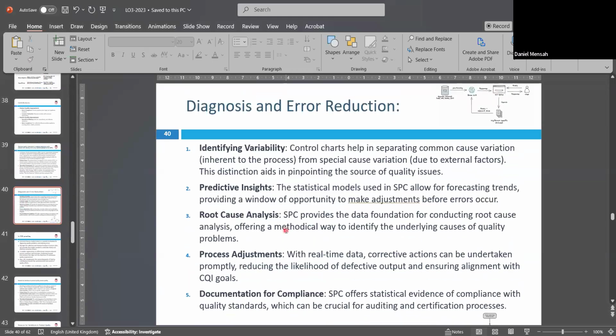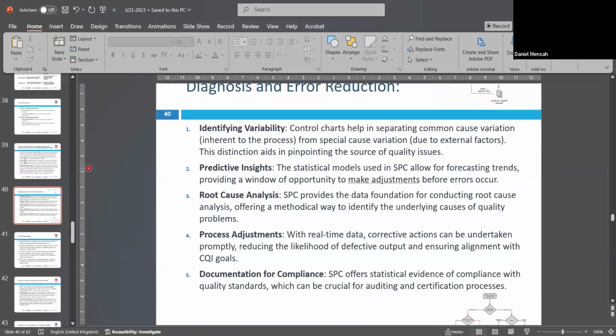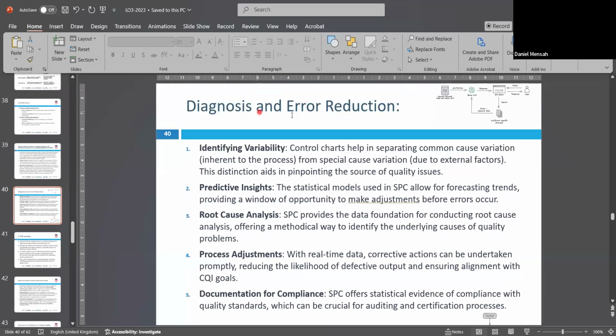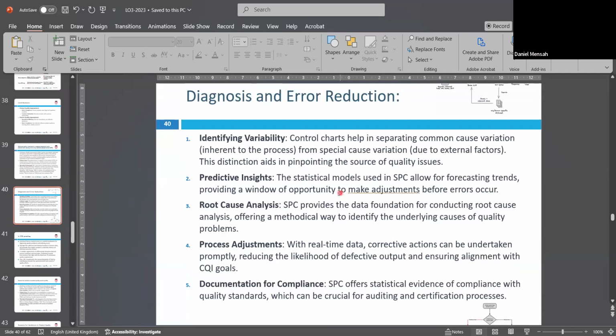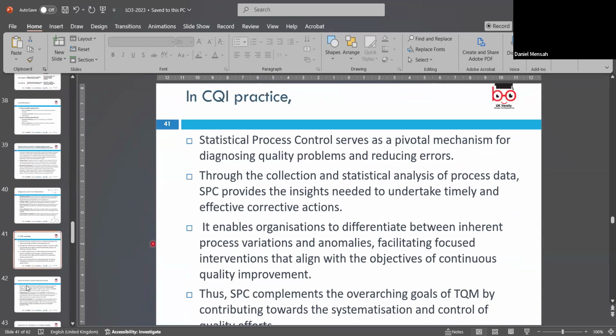Okay. So on the last point, diagnosis and reduction of error, you can anticipate these errors at an early stage. You can read it yourself. Okay.